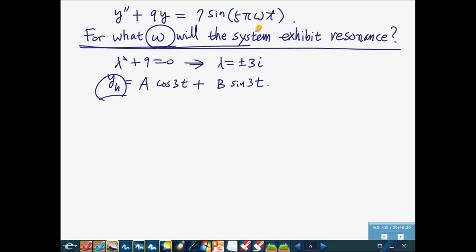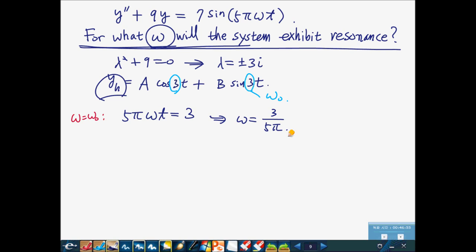So you know that the natural frequency omega naught is 3 here, right? So all you have to do is 5 pi omega t is 3. That's omega equals omega naught. So your omega has to be 3 over 5 pi. That's simple. You didn't even have to solve for the particular solution.